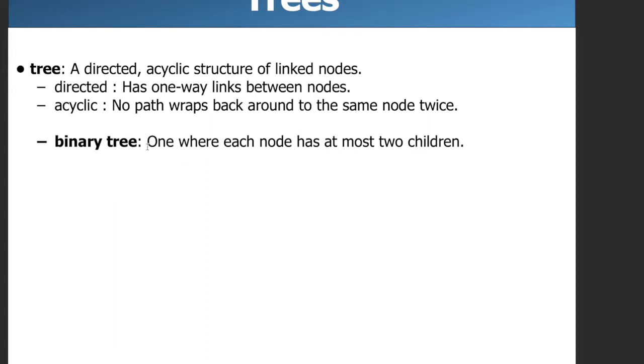So again, binary tree is a tree where each node has at most 2 children. If a tree has more than 2 children, it means it is not a binary tree. It's some other tree, but not binary tree. And this is very important to understand.